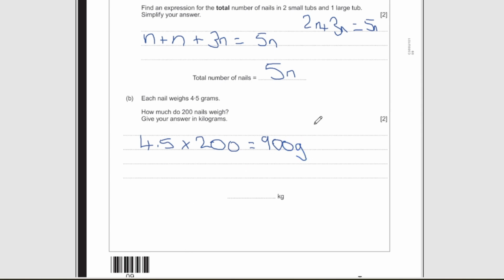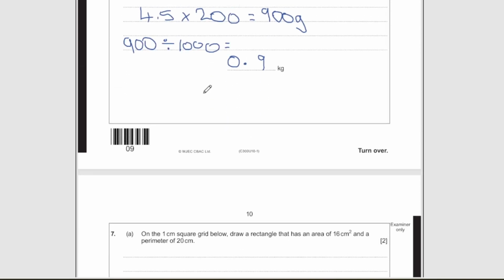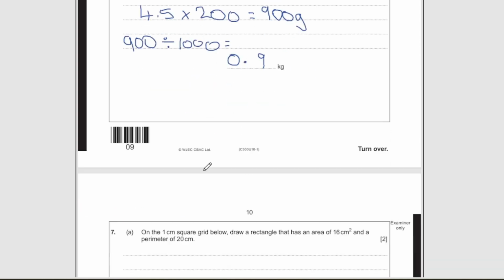900 grams. We need to convert this to kilograms because it says give your answer in kilograms. So there's 1,000 grams in 1 kilogram. So 900 divided by 1,000 to give us 0.9 kilograms. You could put 900 if you wanted to, however 0.9 is the preferred option. So yeah, 0.9 kilograms is the answer there. Times the weight of a nail by 200 and then divide by 1,000.